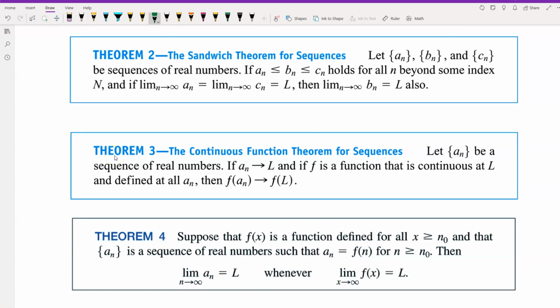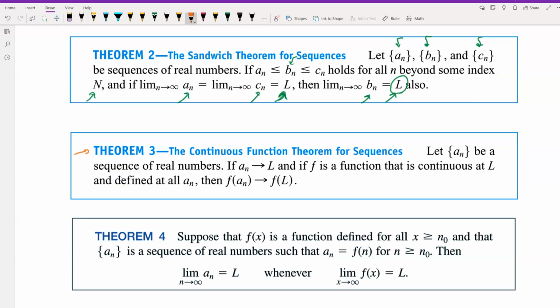Second theorem, here we have the sandwich theorem for sequences. Let an, bn, and cn be sequences of real numbers. If an is less than or equal to bn, which is less than or equal to cn, holds for all n beyond some index uppercase N, and if the limit of an when n approaches infinity is equal to the limit of cn when n approaches infinity, which is equal to uppercase L, then the limit of bn, what we have here between these two, when n approaches infinity is equal to the same answer that we have for cn and an, so that is equal to L. So for an and cn, when n approaches infinity, the answer here is L. We are going to have the same thing for the limit of bn, so here again we have L.